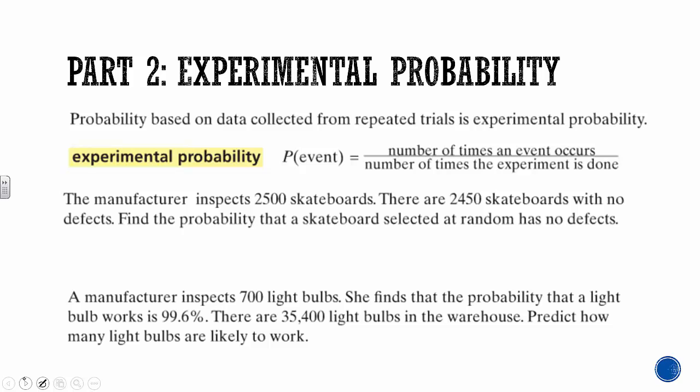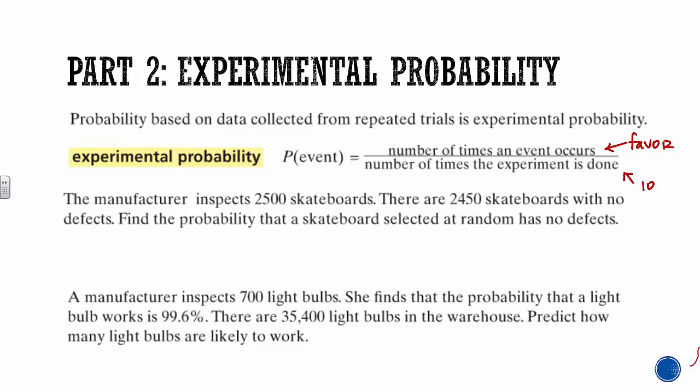So experimental probability, this is the easiest part. Probability based on data collected from repeated trials is experimental probability. You have to do an actual experiment, collect some data, and then it basically is the same as theoretical probability. The number of times an event occurs, like our favorable outcomes, versus the number of times the experiment was done. If I flipped a coin 10 times, it would be a trial of 10, and let's say I got heads 4 times. The favorable outcome would be 4 here. We know that's not theoretical, it should be 5 out of 10, but life doesn't always end up like we want it to. So we can use that to solve these next two problems.